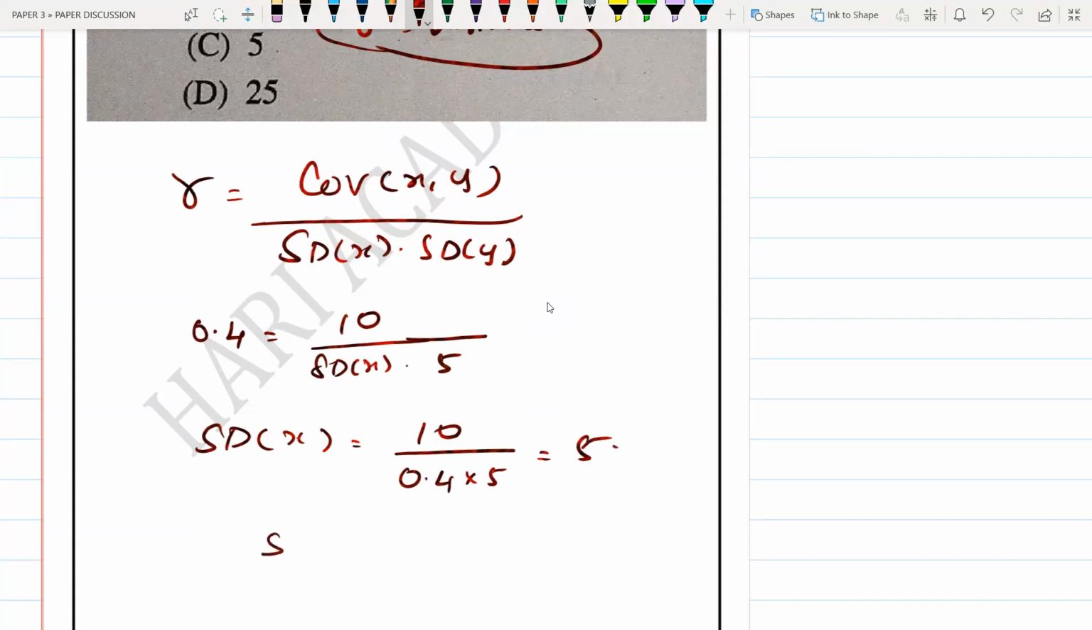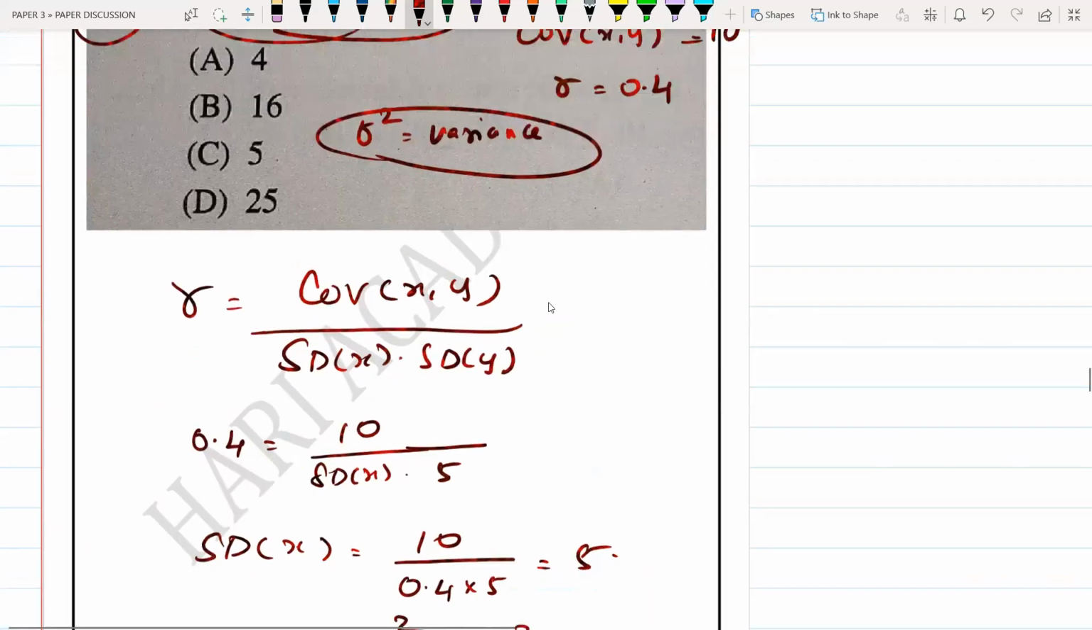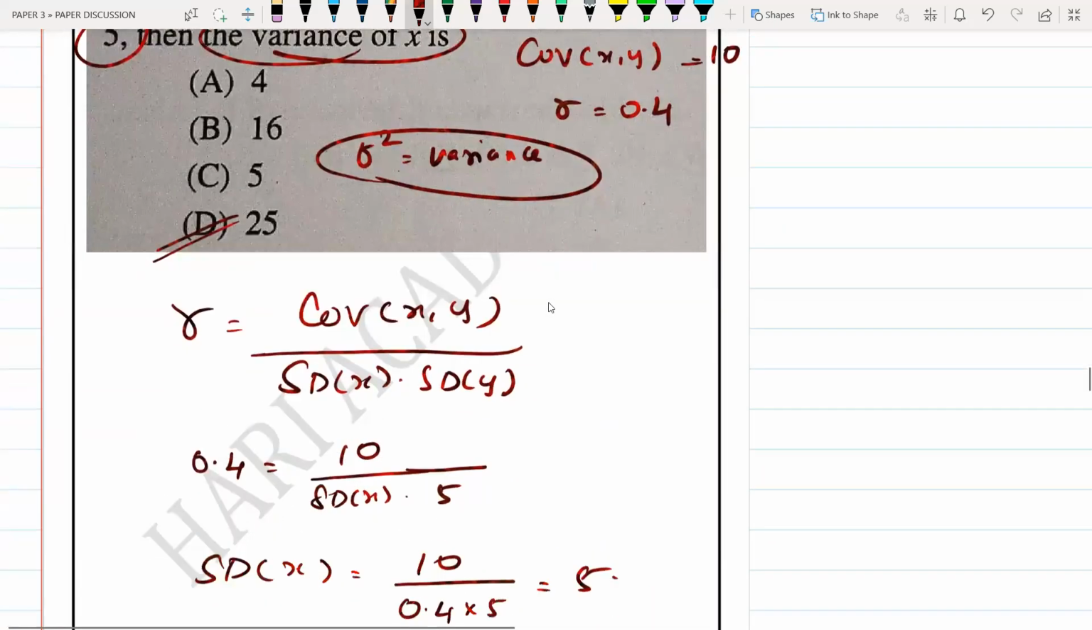They are asking for the variance, which is standard deviation of x square. That is 5 square, which is 25. So variance of x becomes 25. So my final answer is going to be option D.